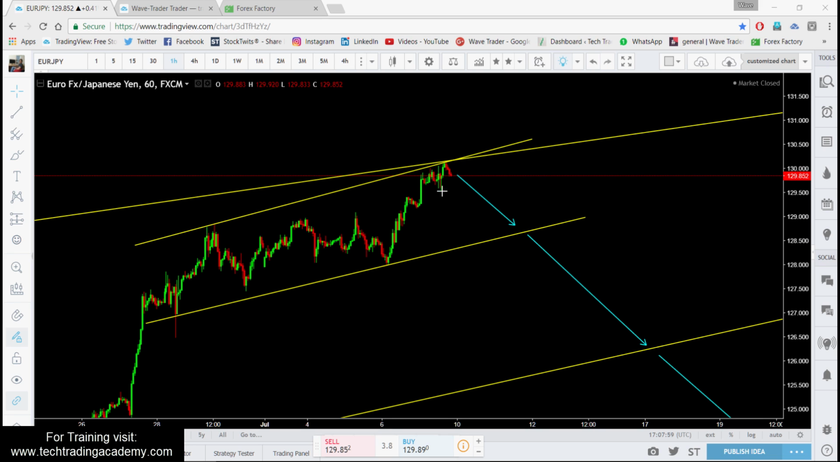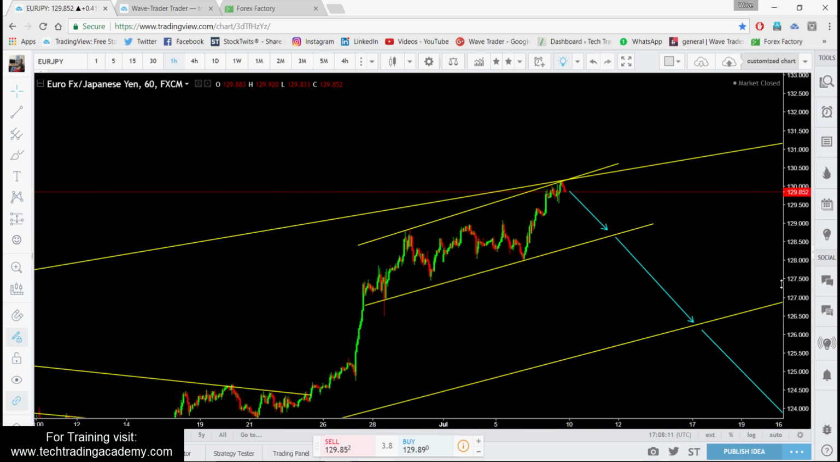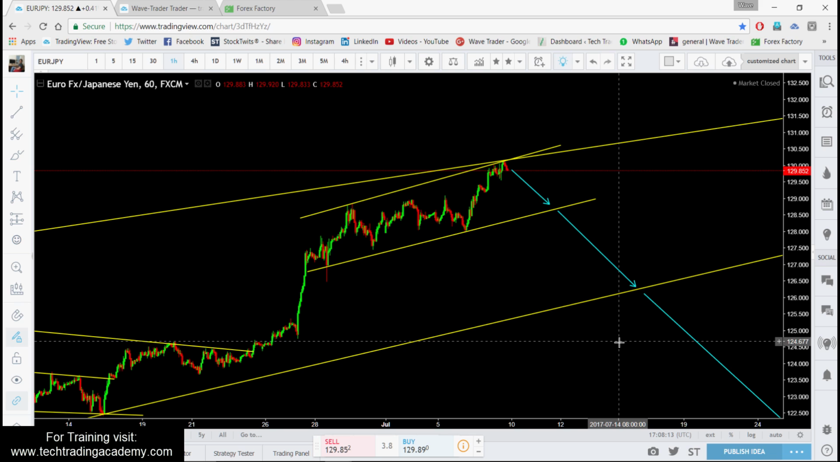All right, if that wave is again going to be corrective like that, we're going to go for another up move within that channel. So as long as price stays within that channel, short term up, longer term is going to be a reversal from the top.